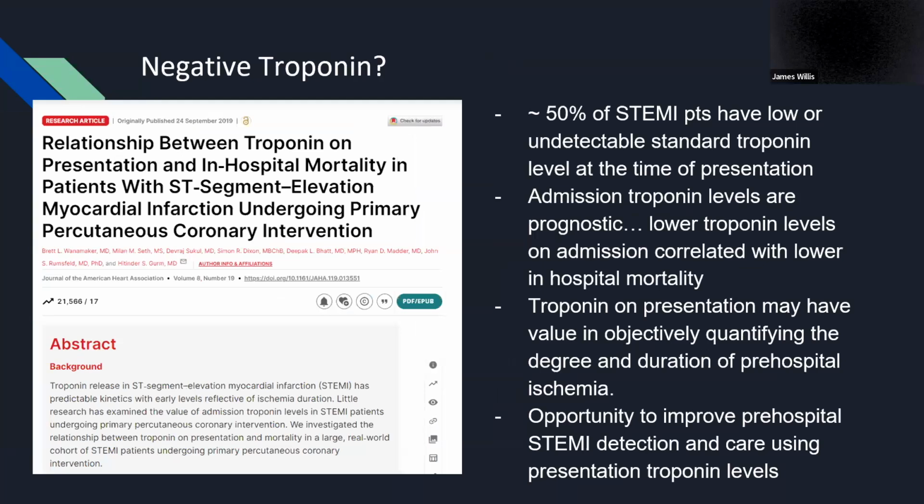The other thing was this patient had a negative troponin. Does that mean he wasn't having a heart attack? Around 50% of all STEMI patients will have a low or undetectable troponin at the time of presentation. Just because they have a negative troponin doesn't mean they're not having a heart attack. What this study found was that admission troponins might be helpful in evaluating our pre-hospital management of STEMI, because the greater the troponin on admission, the greater the mortality risk in their overall care.